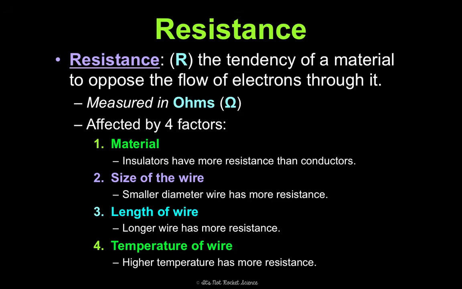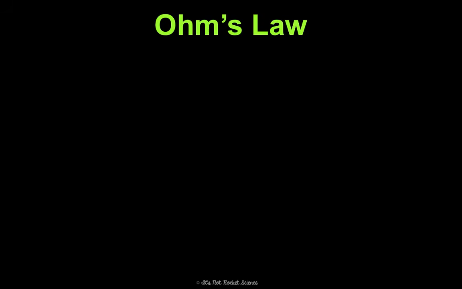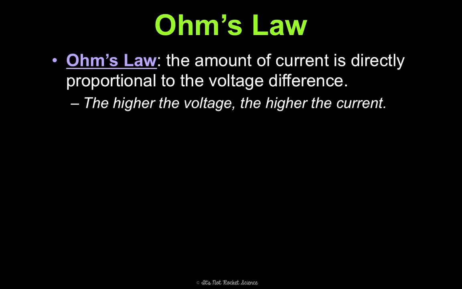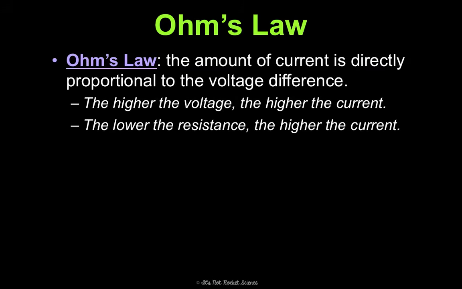So how do we put all this together? Current and voltage and resistance, the three things that kind of work together on this. And we put it together with Ohm's law, which says that the amount of current is directly proportional to the voltage difference. So what that means in simpler terms, the higher the voltage, think the greater that slide, the steeper that slide, the higher the current, the greater those electrons will be able to flow. Also, the lower the resistance, the higher the current, because the electrons will be able to flow easier.